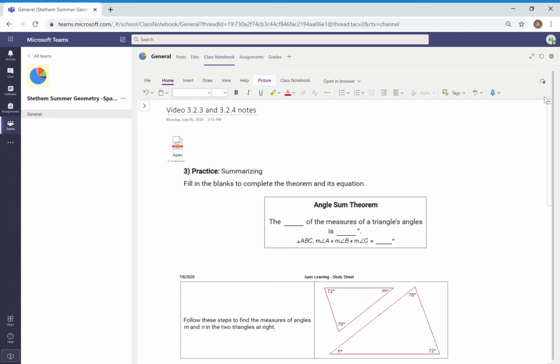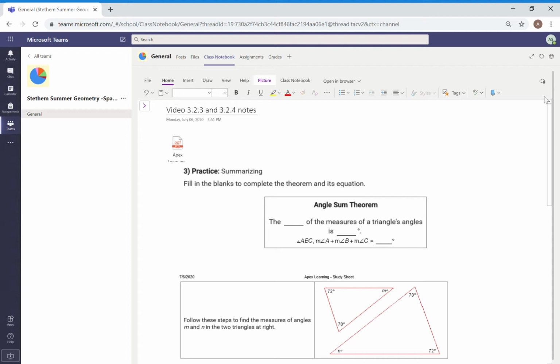Everybody, welcome back. Today's lesson will be on Apex quizzes 3.2.3 and 3.2.4. These are all about the angle sum theorem and the exterior angle sum theorem. Again, it's mostly some addition. We probably will be practicing a little bit of solving for a variable, but overall hopefully not too bad.